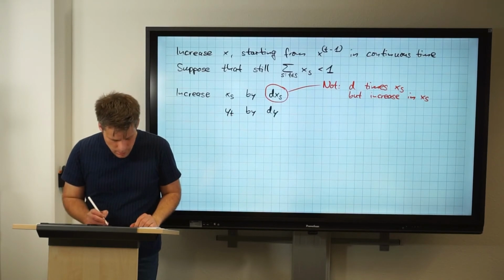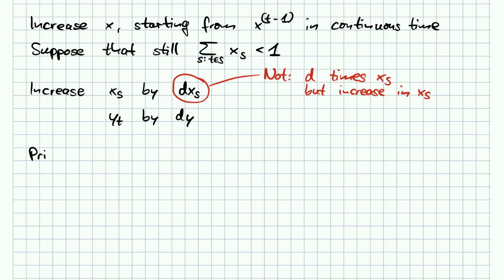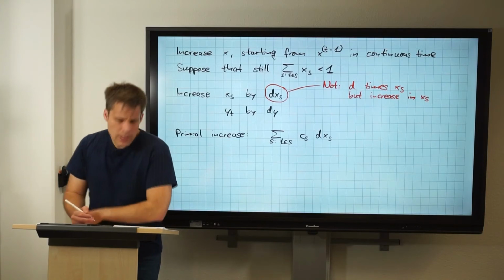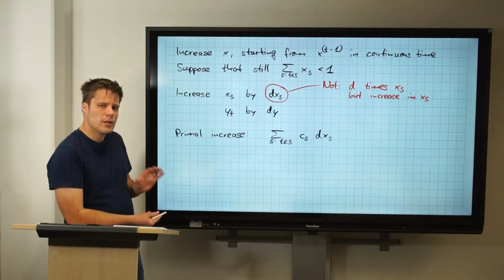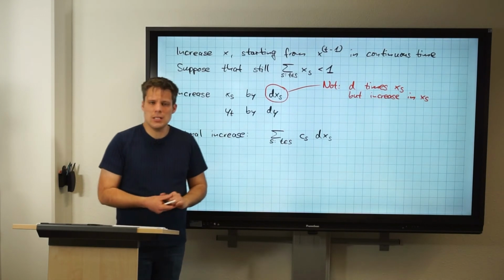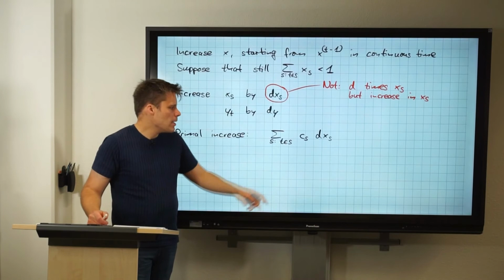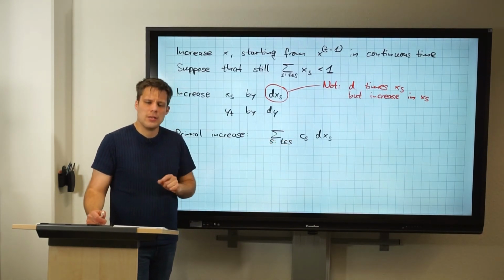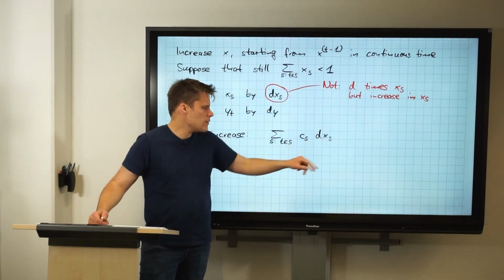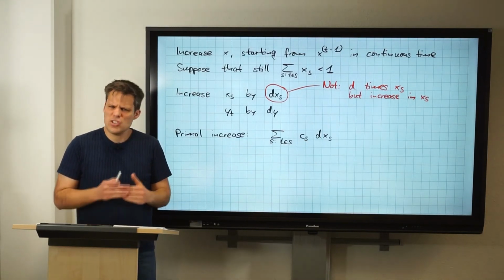How big is this? Well, how big is the primal increase? If we increase each of the xs by dxs, then the primal increase will be the sum over all s for which t is contained in s of cs times dxs. By the way, there's no point in increasing variables of sets which do not contain t, because they don't help us to cover element t. So for those that cover element t, we increase each of them by dxs, and this will be our primal increase, just by a tiny step.